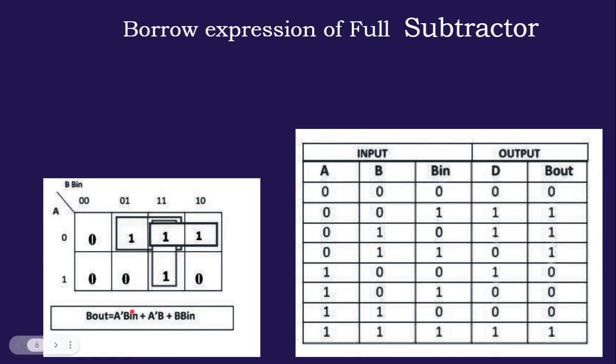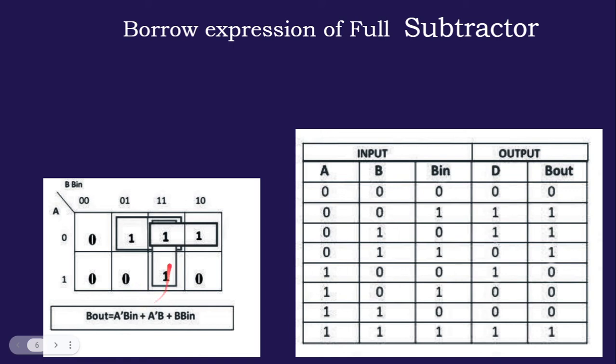Now, how to write the equation? B out is equal to, so first you write this a bar into b in. Here this is a bar and we have b in. For this expression, this is actually b bar b in bar and then b bar b in. Here the 0 and 1 get cancelled, only the second term remains, and that is b in. So a bar into b in.